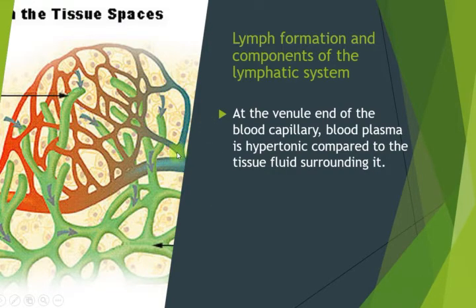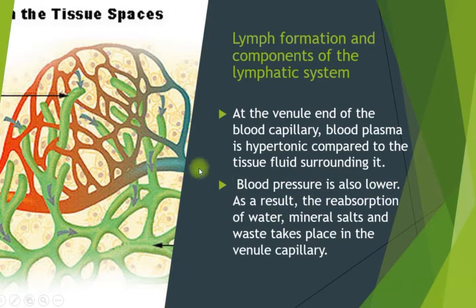Okay. So at the venule end, the blood plasma inside the blood capillary is hypertonic compared to the tissue fluid surrounding it. Why is the blood plasma hypertonic here? Because most of the blood plasma content is diffused out, because of the high pressure produced in the arterial end. It forces the blood plasma content to diffuse out, and then it causes the blood plasma at the end of the venule to become hypertonic to the tissue fluid.